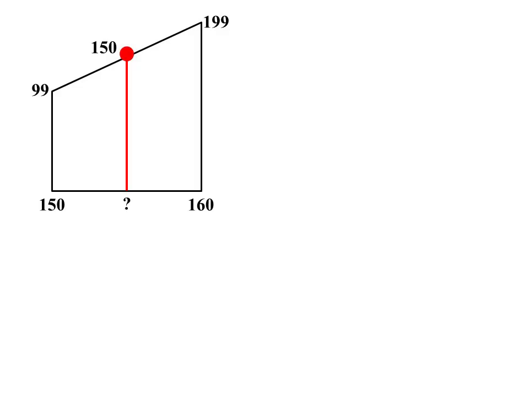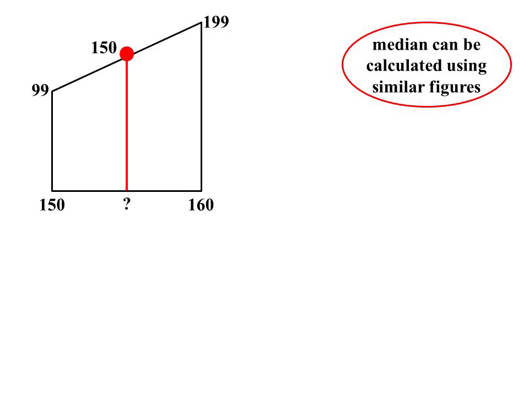So we've hit 150. What is the X value or the frequency down here? That's what we're trying to work out. It looks like it's 155, but is it? I can use similar figures to work that one out. There would be my calculation: 150 plus 150 minus 99 over 100 times 10. We're using similar figures, so I'm playing with ratio.